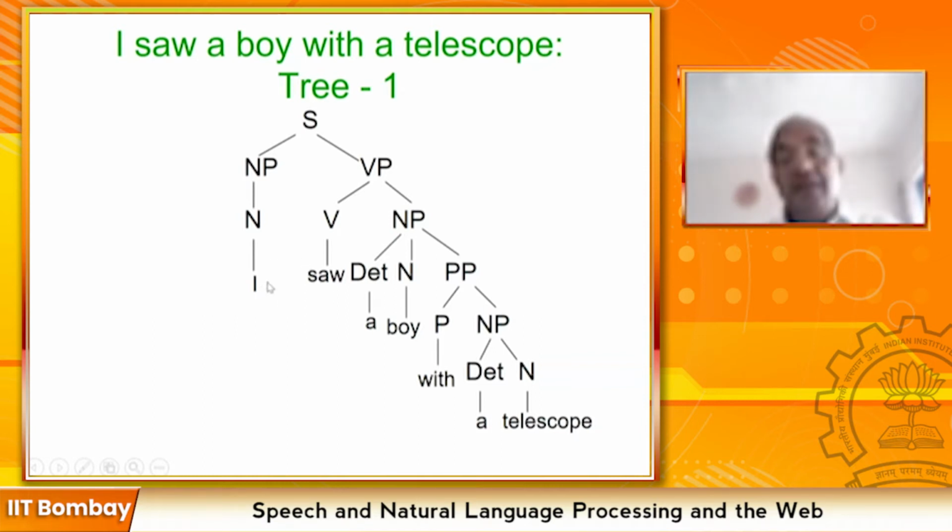Now you see, if I've got this tree, my sentence becomes unique. I simply pick up the leaf nodes, left to right: I saw a boy with a telescope. So given the parse tree, the sentence is unique. You cannot get two sentences from a parse tree. You can get two trees from a sentence, but never two sentences from a tree.